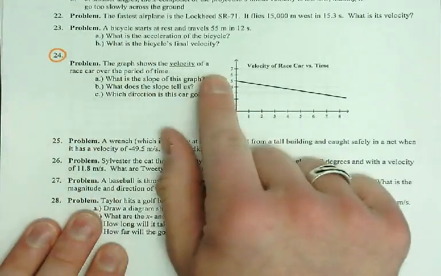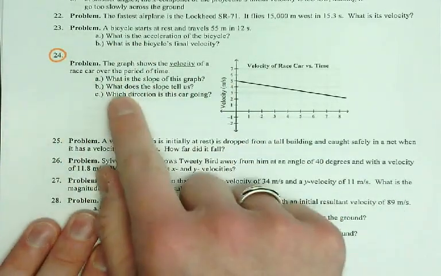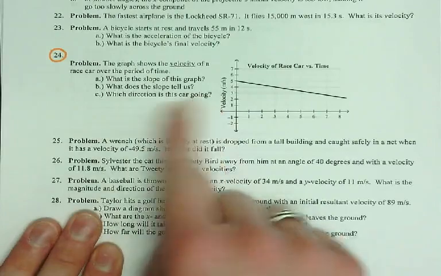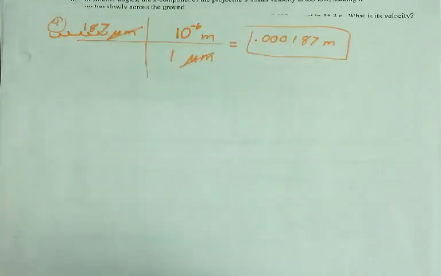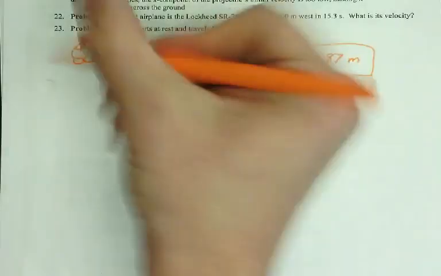So the graph shows the velocity of a race car over time. What is the slope of the graph? What does the graph tell us? What direction is the car going? All right, what number is that? 24.